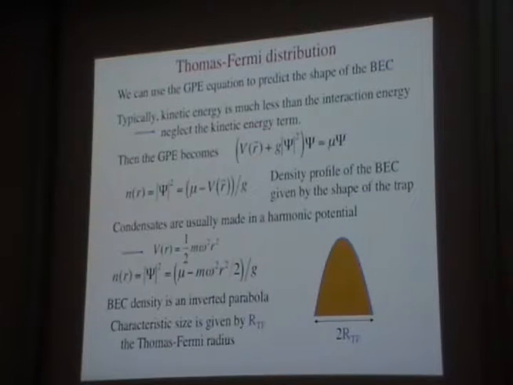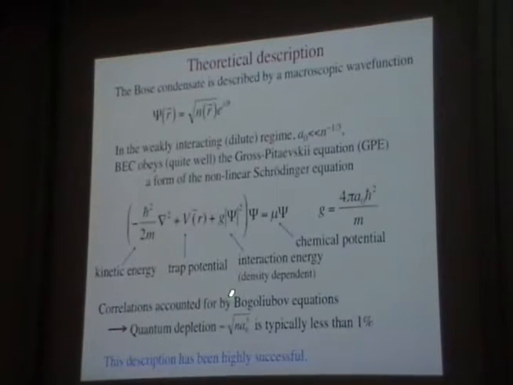One convenient approximation when talking about weakly interacting Bose-Einstein condensates is called the Thomas-Fermi approximation. You can start from the Gross-Pitaevskii equation and predict what the shape of the Bose-Einstein condensate is going to be based on this approximation. Typically in the BEC, the kinetic energy term is much less than the interaction term, and so you can usually neglect the kinetic energy term. In fact, that's what the Thomas-Fermi approximation is.